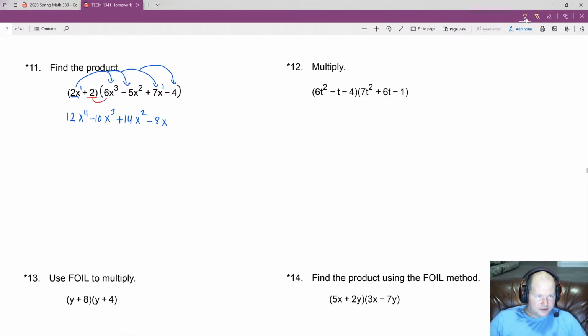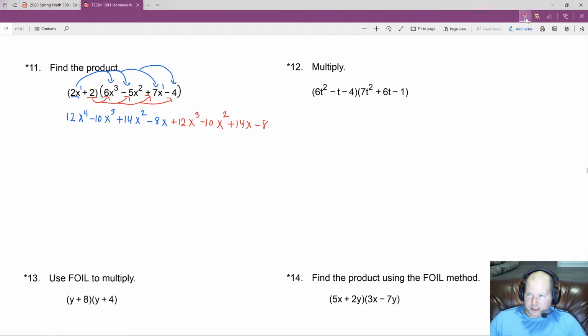So now we say 2 times 6x cubed. 2 times 6 is positive 12. And we just keep the x cubed. Then we say 2 times negative 5x squared. 2 times negative 5 is negative 10. And we keep the x squared. Then we say 2 times positive 7x. 2 times 7 is 14. And we keep the x. And then we say 2 times negative 4 is negative 8.